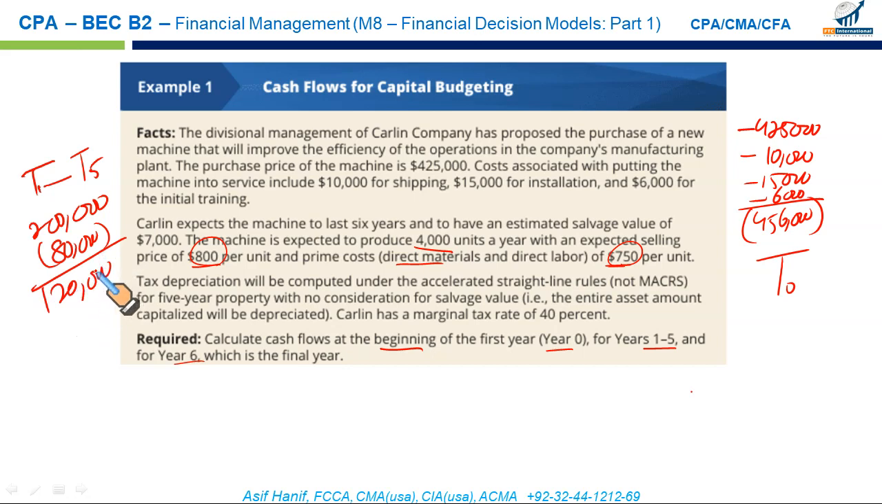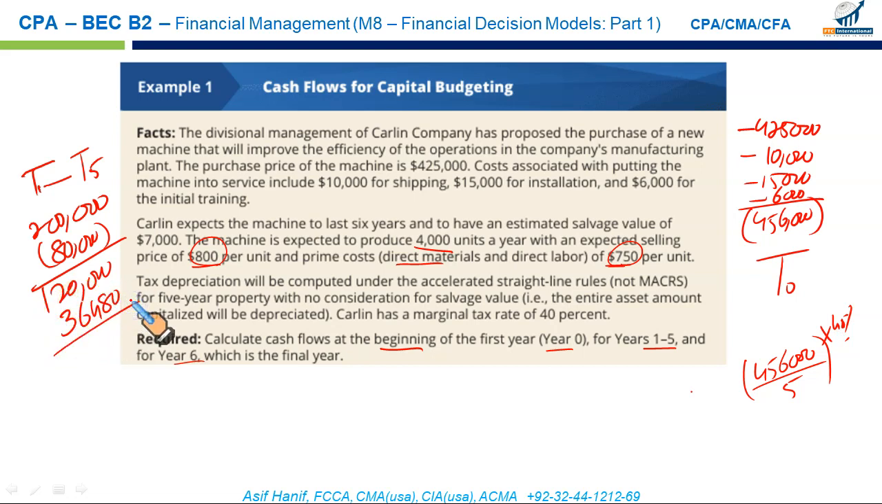How do we calculate it? This is the amount of the asset, 456,000. 456,000 is the initial recognition of the long-lived asset. It will last 5 years. So when you divide it by 5 years, this will give you the annual depreciation. Annual depreciation multiplied by the tax rate will give you the annual depreciation tax shield. So this would come out as 36,480. You need to add this back, 36,480. This is the depreciation tax shield.